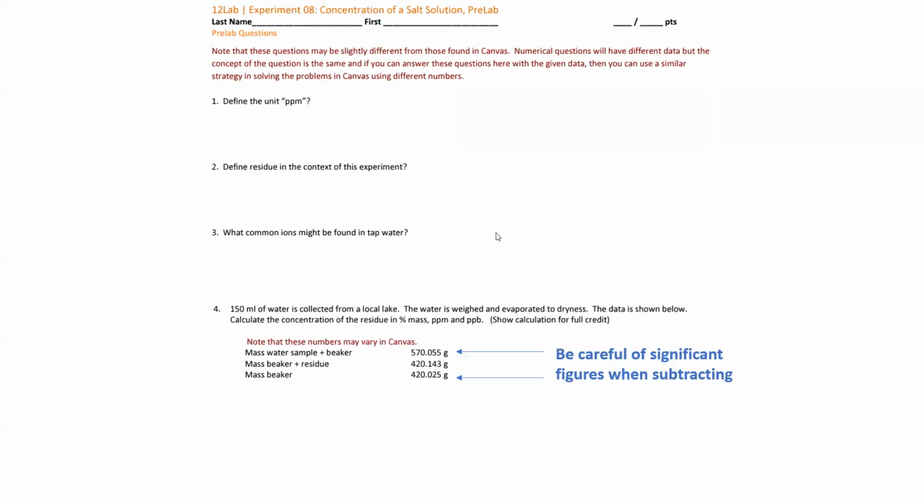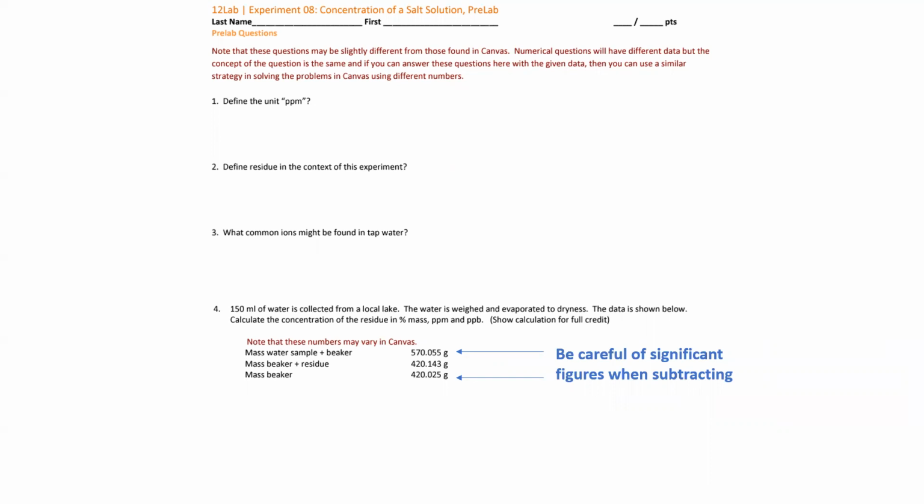All right, let's talk about the pre-lab for this experiment. So if you've been paying attention, you can define the unit ppm. So that's basically just asking you, what does that acronym ppm stand for? Define residue in context of this experiment. And you can list some common ions that might be found in tap water.